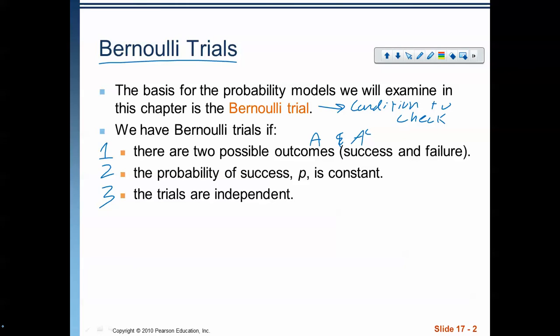And that would mean that, again, everything we learned about conditional probabilities takes that off the table, because those are dependent events. Okay?